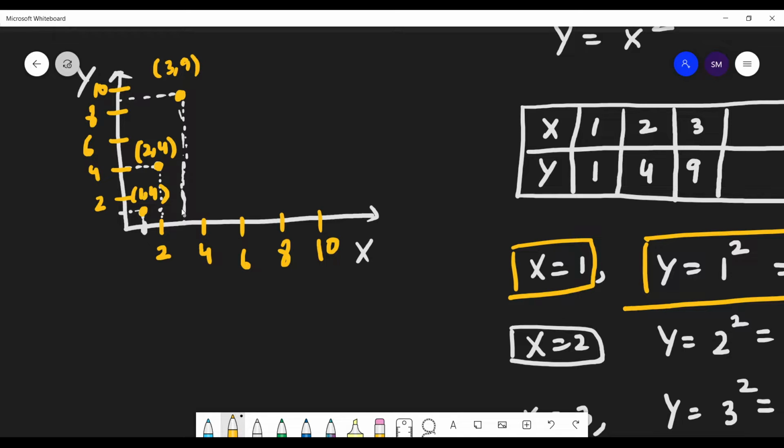So if you join these 3 points, I'm asking you to join these 3 points. See, they will not lie on a line actually. They will lie on a curve. So it's a curve. And if you take x equals to minus 1, still y will be equals to 1. Take x equals to minus 2. So minus 2 square will again be plus 4. And take x equals to minus 3. Y will be equals to 9. So you'll get a symmetric graph on this side also.